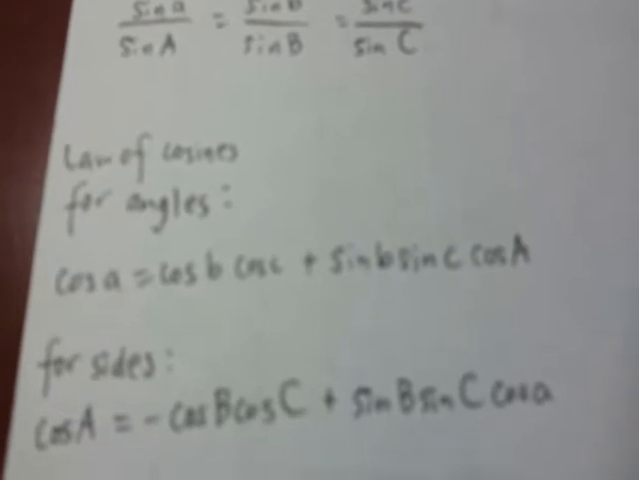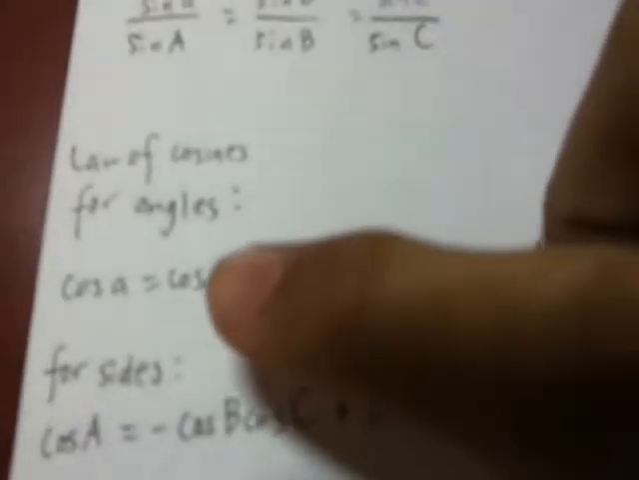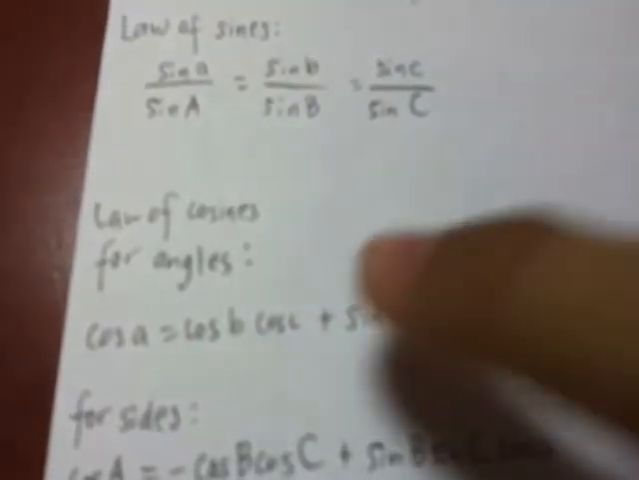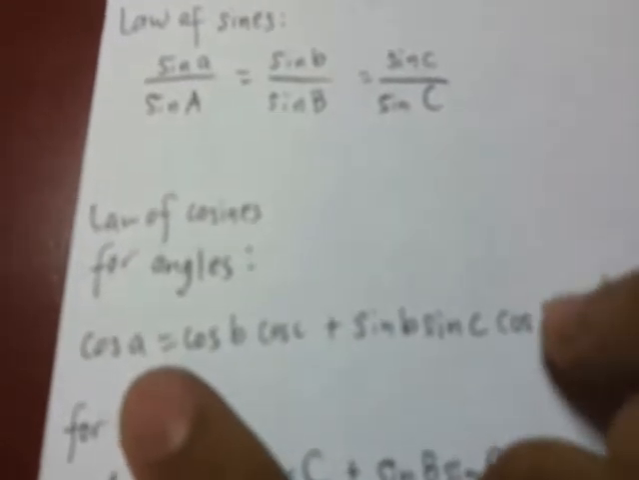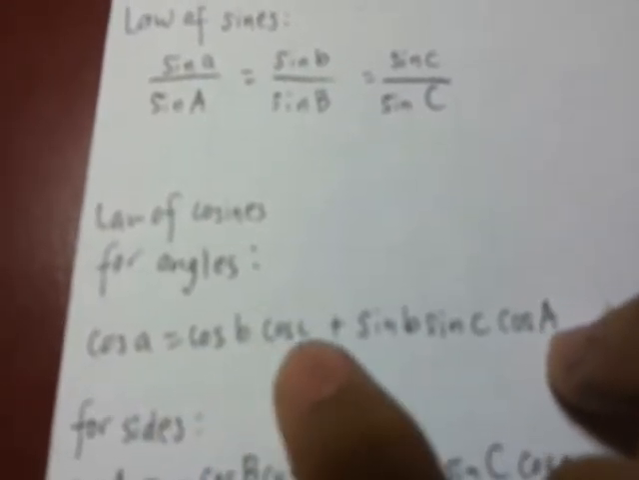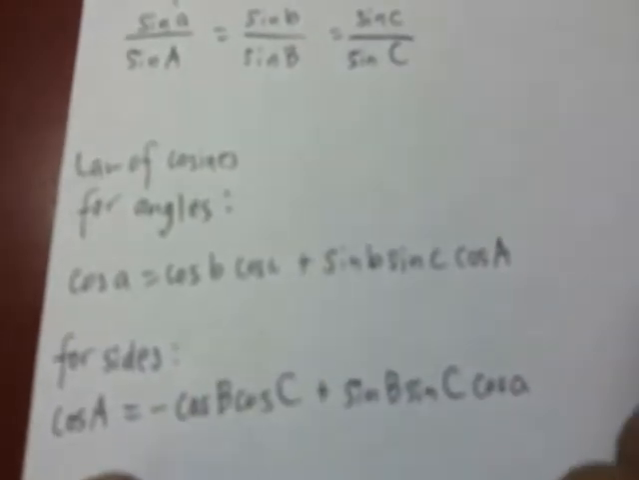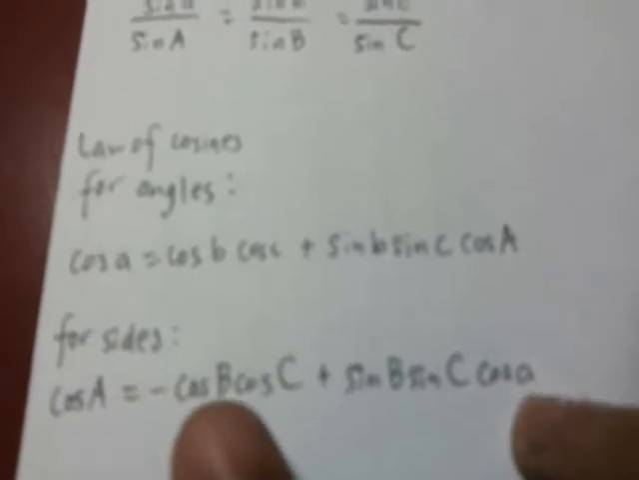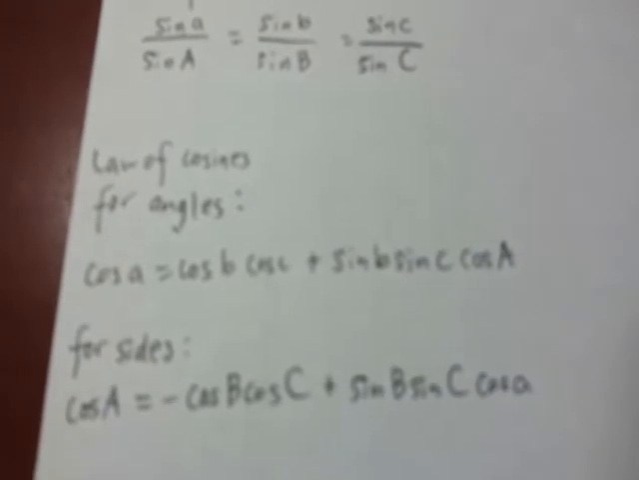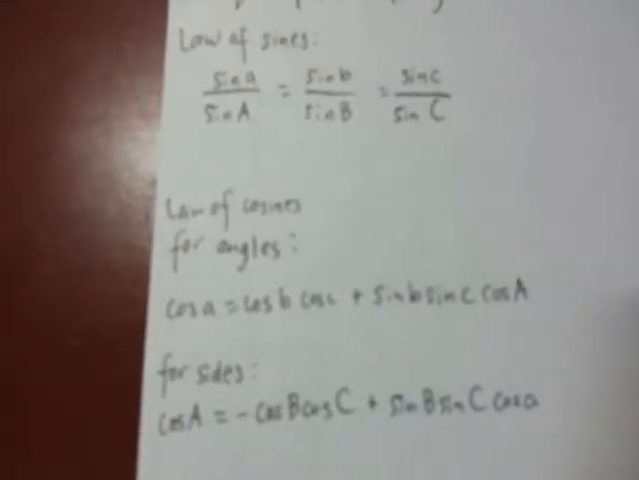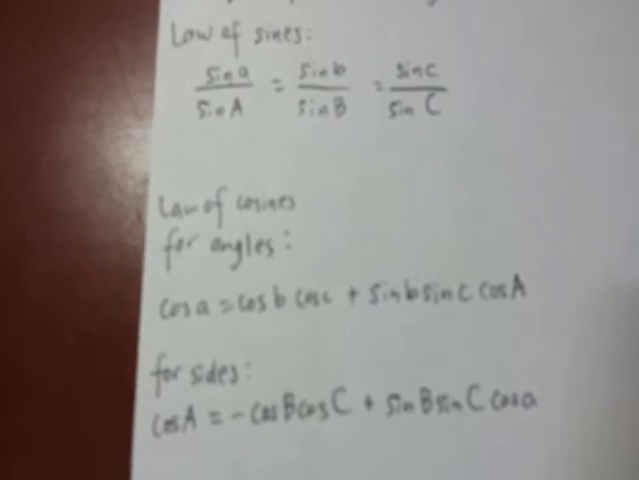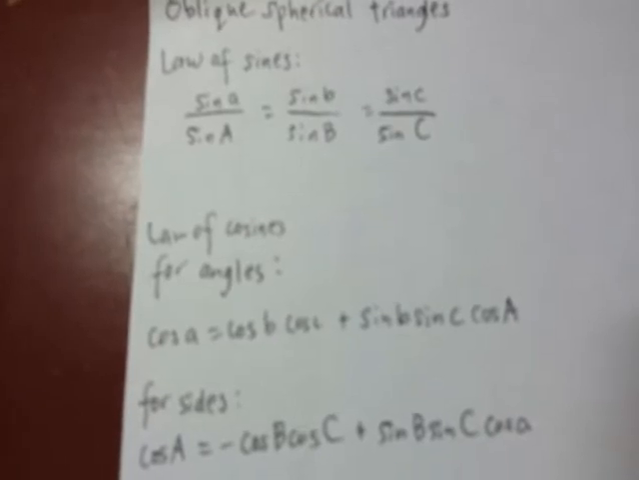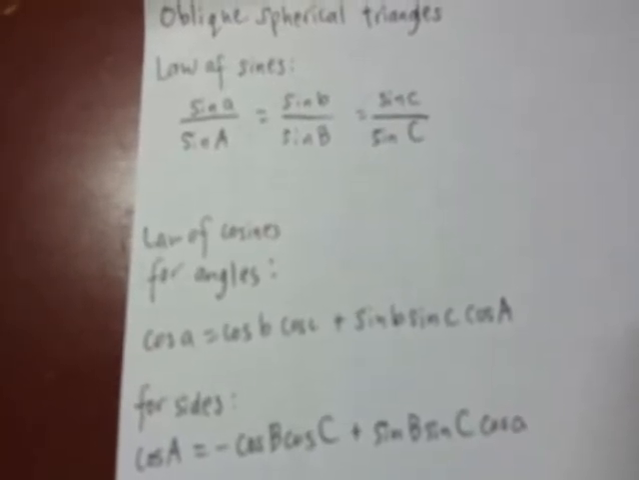What's important in this law of cosines is that these two should not be the same with this. You have to remember that this side should correspond to this angle, and then these two sides are the same, and the same for this one. The angle corresponds to the side, and then these angles are the same. So do not proceed until you are very familiar with these, because you will be needing this in solving spherical triangles that are oblique.